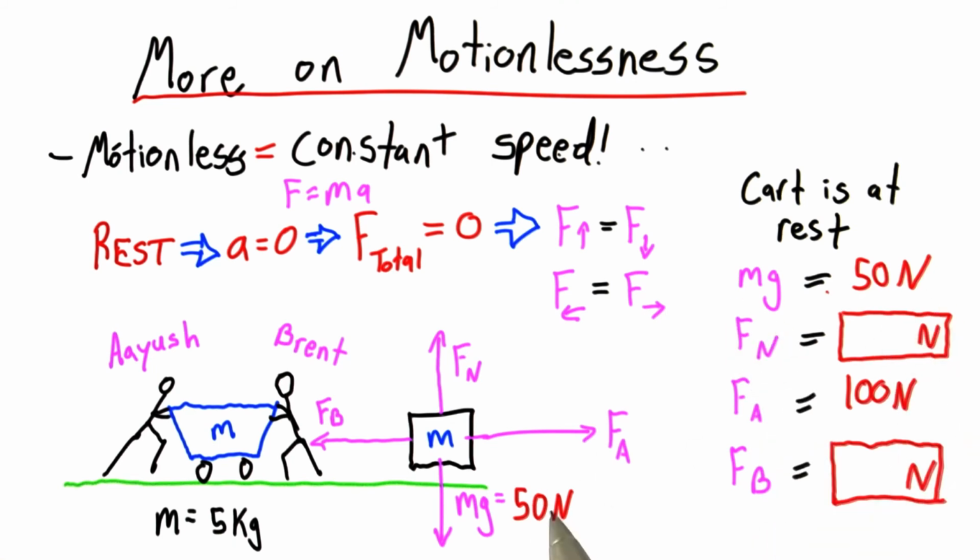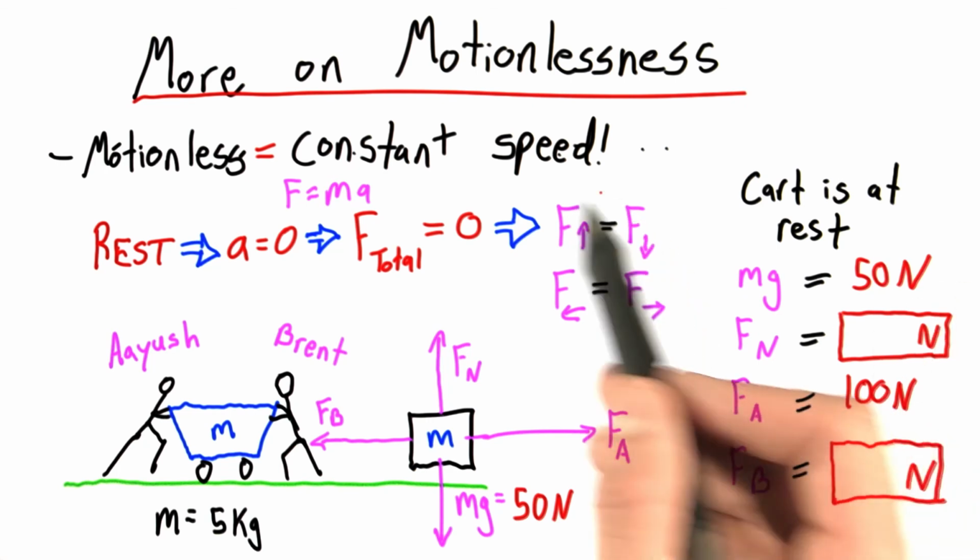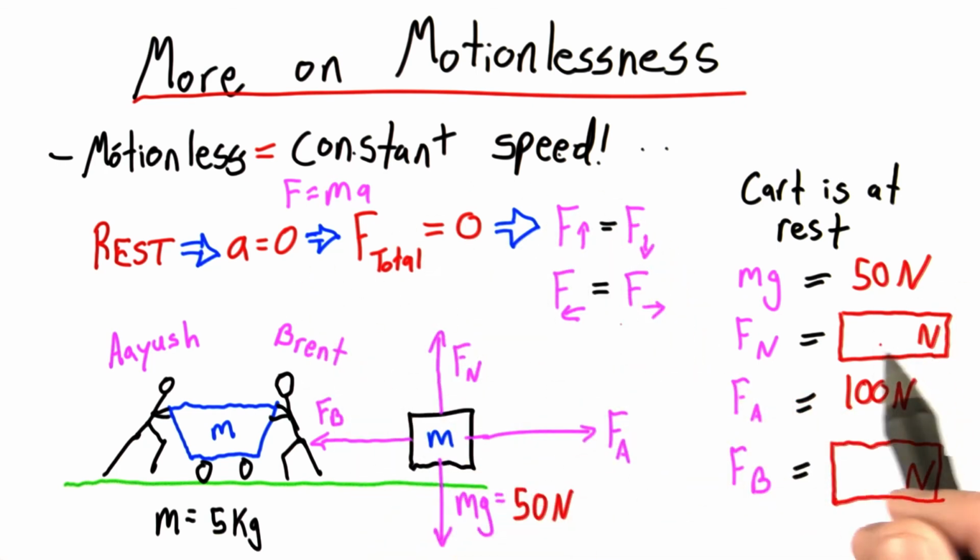I've told you that mg is 50 newtons, and I've told you that Ayush is pushing with a force of 100 newtons. Can you use this data, as well as what we learned up here, to fill in these two answers?